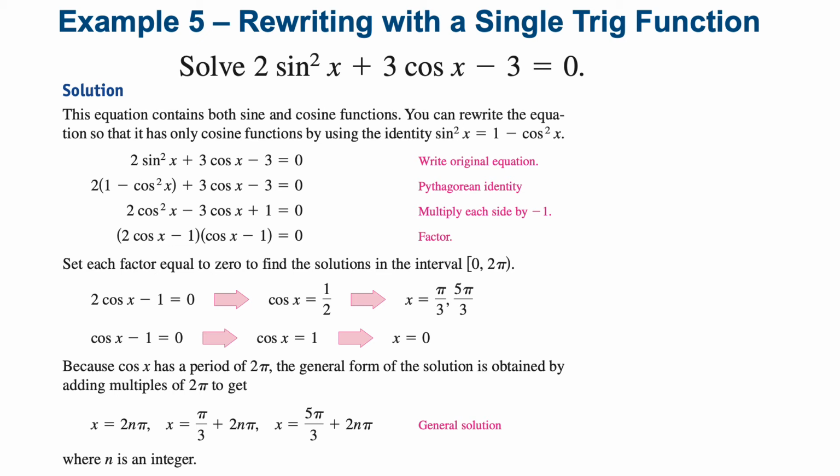So if x is 0, then 0 plus 2n pi, that's one answer. So x is equal to 2n pi. The other ones were pi over 3 and 5 pi over 3. So x is equal to pi over 3 plus 2n pi, x equals 5 pi over 3 plus 2n pi, where n is an integer, of course.